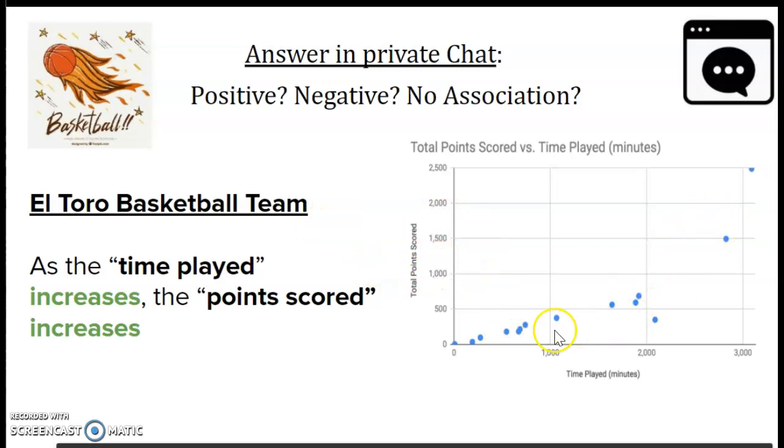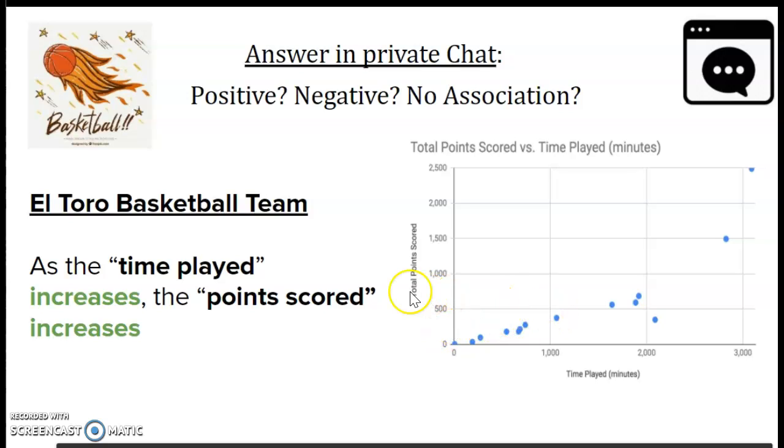When you look at this, do you see a positive association, negative association, or no association? No association is simply when there is no pattern to it. There are sort of random dots everywhere. In this case, what does it look like? It looks like as the time played increases, the points scored increase. It's going from 1,000 to 3,000.